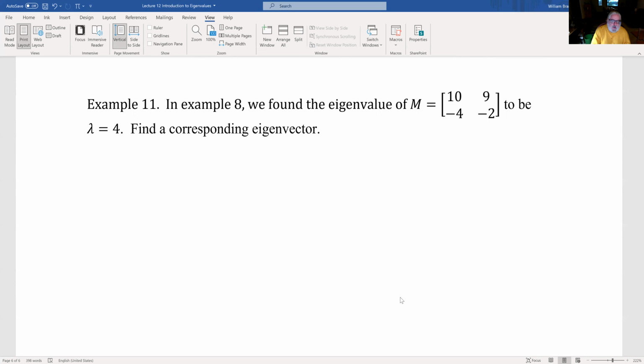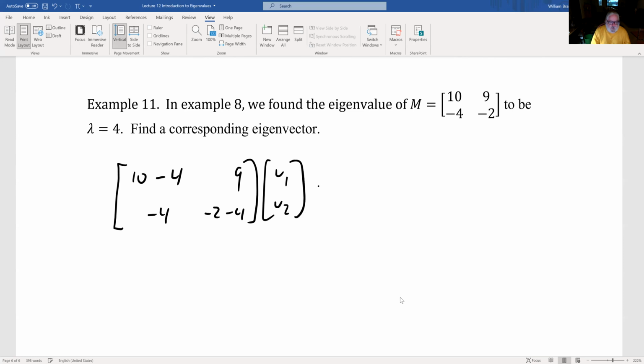Well, same deal. We take the matrix [10, -4; 9, -2] and subtract the eigenvalue off the diagonal, times v1, v2 equals 0, 0. And we want to solve this for v1, v2. So I get [6, -4; 9, -6].